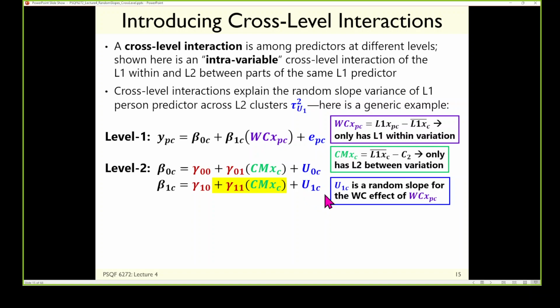So U1 is how far off my cluster's slope is from the average slope for this level 1 x variable. Part of the reason why my cluster might be higher than other clusters in terms of our slope is because of this characteristic. If so, then this variance should be reduced. So that means how many pseudo R squares are we talking about at this point? Three.